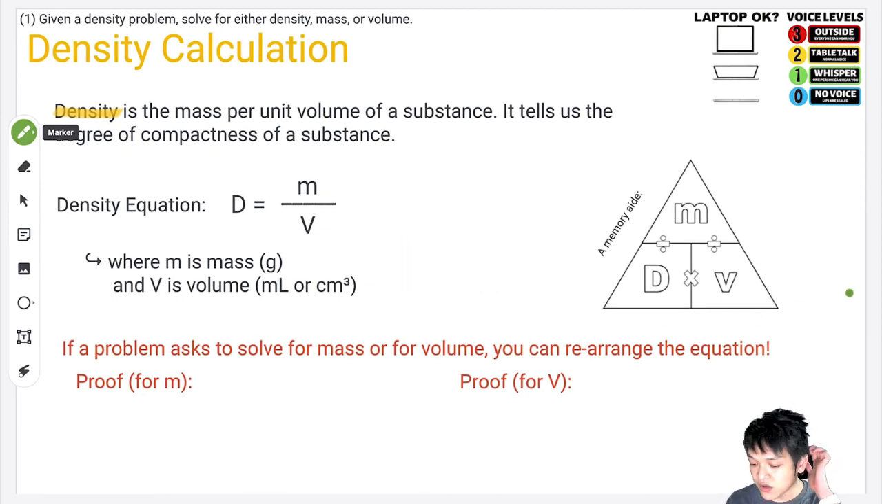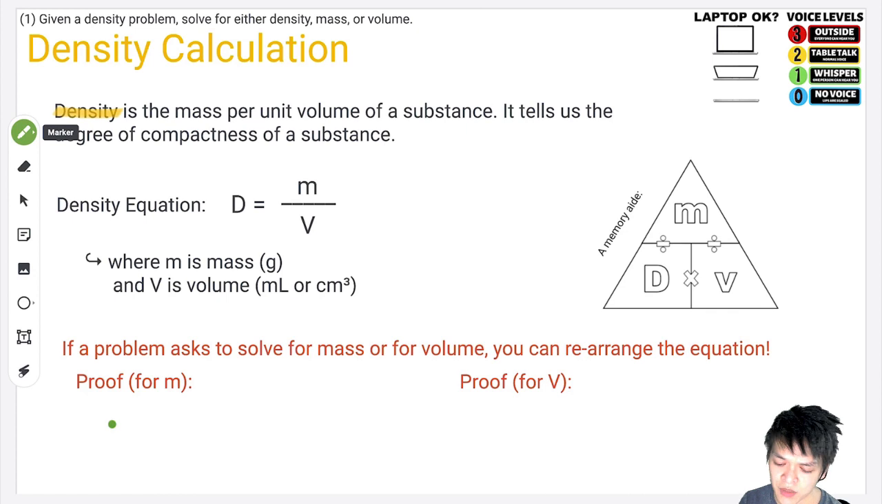There's a thing on the right that you may recognize if you've ever been taught density. I'll speak about this in just a second. Now, if a problem asks to solve for mass or for volume, you can rearrange the equation. Sometimes a problem may ask, given this mass and given this volume, what's the density of the substance? And obviously you just take mass and divide it by volume, right?